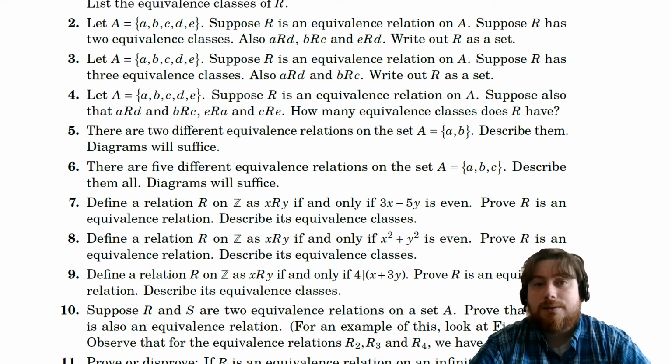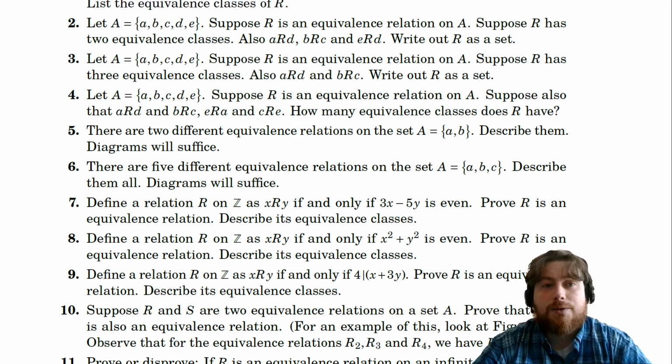In section 11.3, the first one we had was number 2. Let A be the set {A, B, C, D, E}. Suppose that R is an equivalence relation on A, and R has 2 equivalence classes. We also know that ARD, BRC, and ERD. What I want to do is write out R as a set.